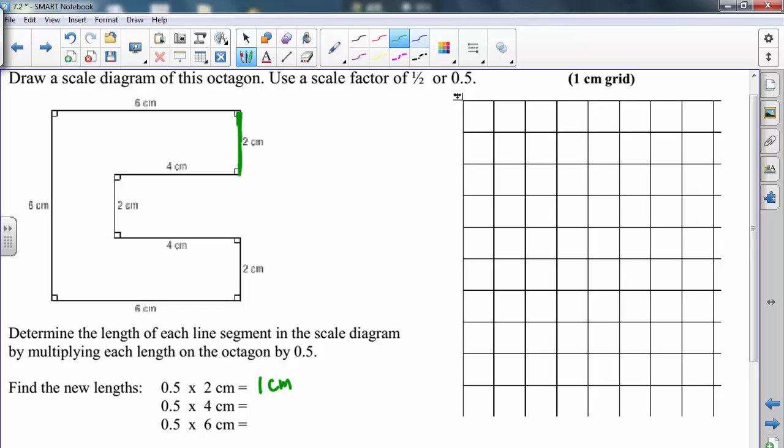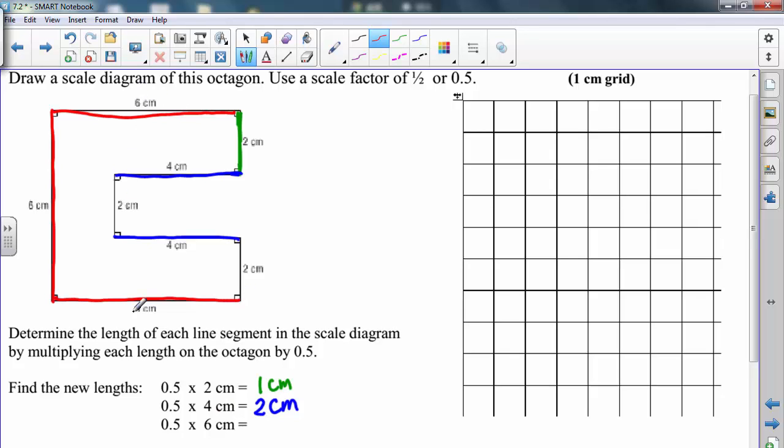0.5 times 4. Here is 4 centimeters long in the original octagon. If I reduce this one by 1/2, 4 centimeters will become 2 centimeters. So this one is also 2 centimeters. This one in the original diagram is 6 centimeters long. And this one is also 6 centimeters long. This one is also 6 centimeters long.